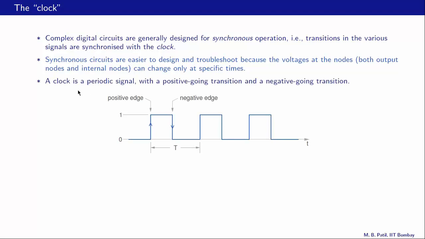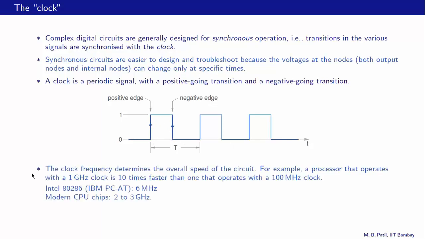Alright, let us now look at what a clock is. A clock is a periodic signal with a positive going transition and a negative going transition. So here is the clock. This is one period. The period is T. It has got a positive edge going from 0 to 1, and it has got a negative edge going from 1 to 0. And it is the clock frequency given by 1 over T which determines the overall speed of the circuit.